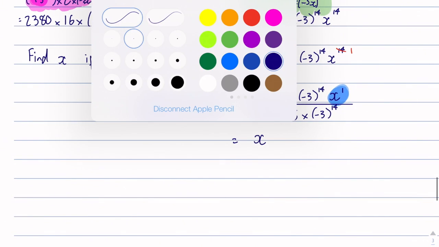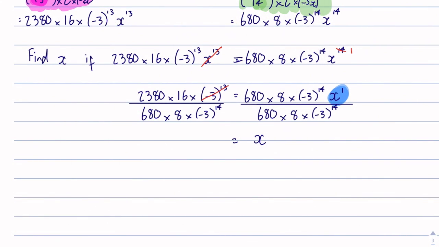On this left-hand side, you can see minus 3 to the 13, minus 3 to the 14. Going to simplify. We're going to be left with minus 3 to the 1 on the bottom here. 16 and 8 gives 2. Then 2,380 divided by 680. These ones I just did on my calculator: I put 2380 over 680 in my calculator and I got 7 over 2. So I've got 7 times 2 over 2 times negative 3. So let's see, that's 14 over negative 6. So that gives us negative 7 over 3. Wow.